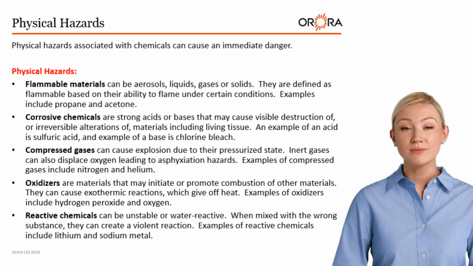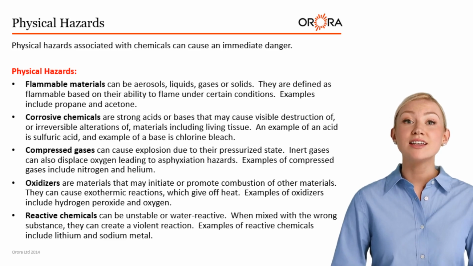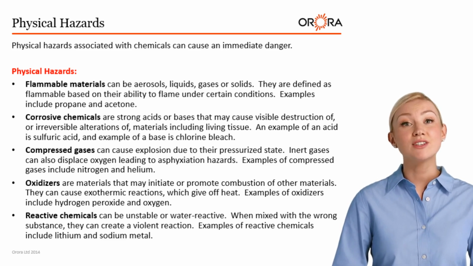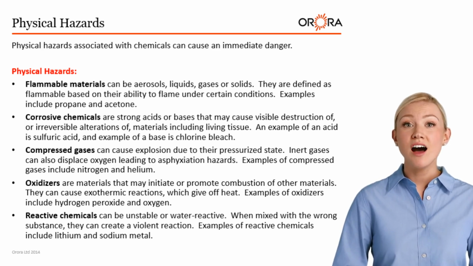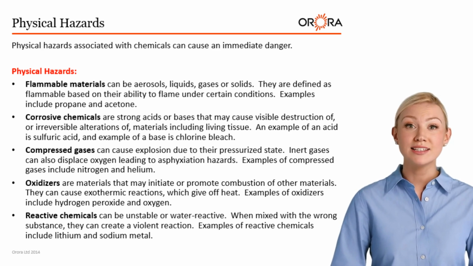Physical hazards. Physical hazards associated with chemicals can cause an immediate danger. Here are some examples. Flammable materials can be aerosols, liquids, gases, or solids. They are defined as flammable based on their ability to flame under certain conditions. Examples include propane and acetone. Corrosive chemicals are strong acids or bases that may cause visible destruction of or irreversible alterations of materials, including living tissue. An example of an acid is sulfuric acid. An example of a base is chlorine bleach.